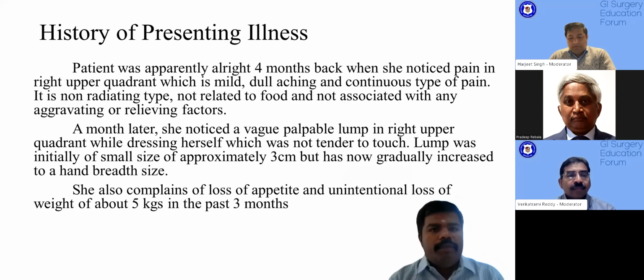History of presenting illness. The patient was apparently alright 4 months back when she noticed pain in the right upper quadrant, which is mild, dull aching and continuous, non-radiating, not related to food, and not associated with any aggravating or relieving factors. A month later, she noticed a vague, palpable lump in the right upper quadrant while dressing herself, which was not tender to touch. The lump was initially approximately 3 centimeters, but has now gradually increased to a hand breadth size. She also complains of loss of appetite and unintentional loss of weight of around 5 kgs in the past 3 months.